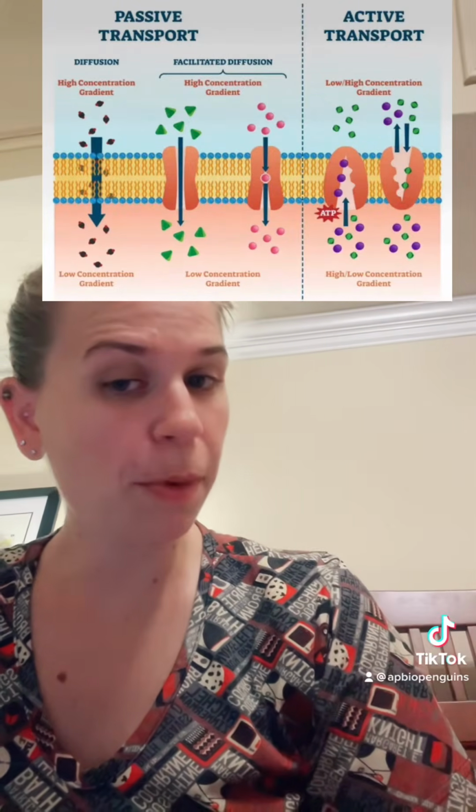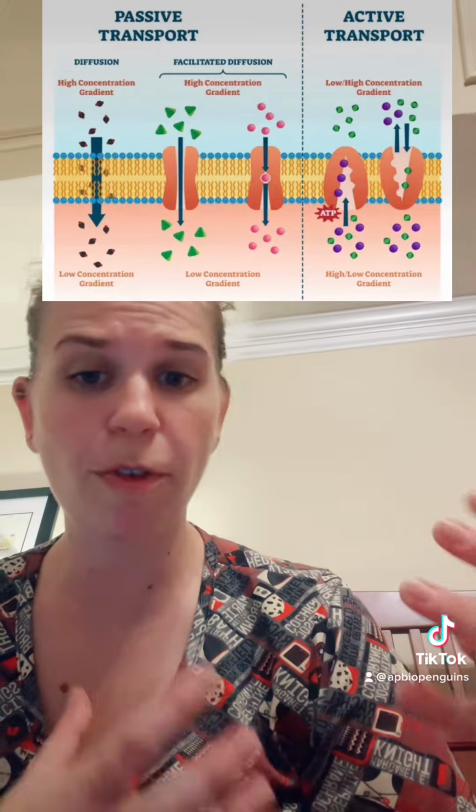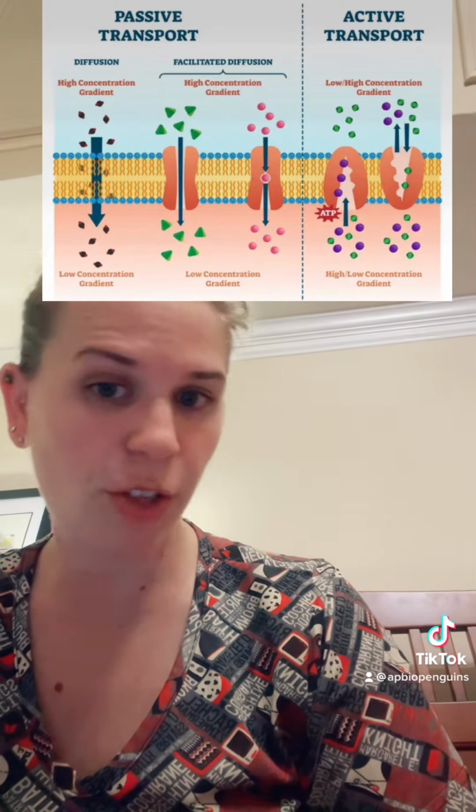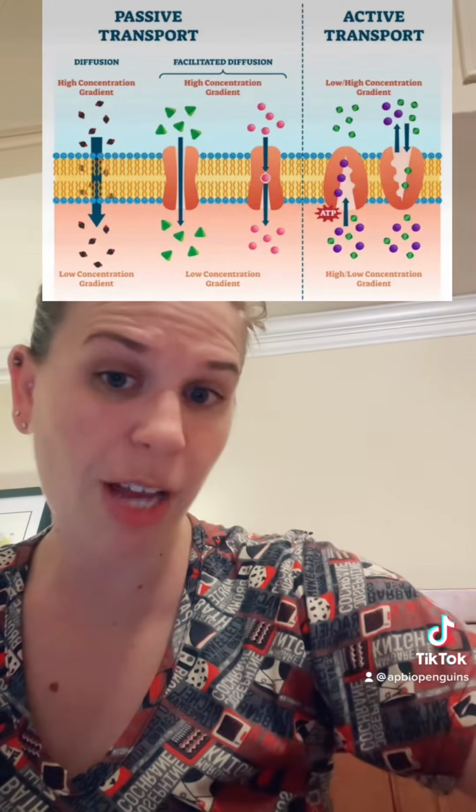Active transport, as we said before, is going to move things against the concentration gradient. So when we look at active transport, we're just seeing that things are going from a low concentration to a high concentration, and that we're using energy in the form of ATP or some other type of gradient.